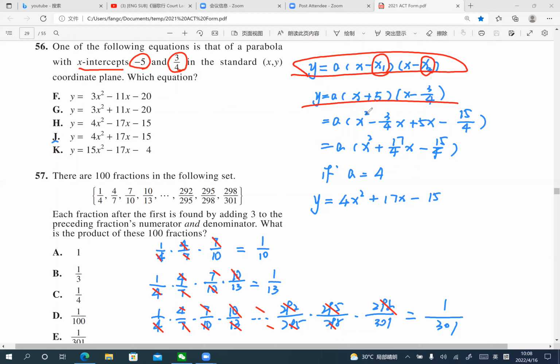Then we simplify x plus 5 times x minus 3/4. So x squared minus 3/4 x plus 5x minus 15 over 4.